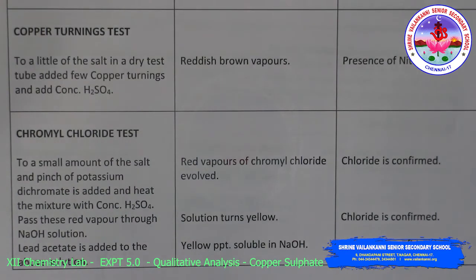Suppose lead acetate is added to the above solution, and the solution turns yellow, chloride is confirmed. The yellow precipitate soluble in sodium hydroxide also confirms the chloride salt.